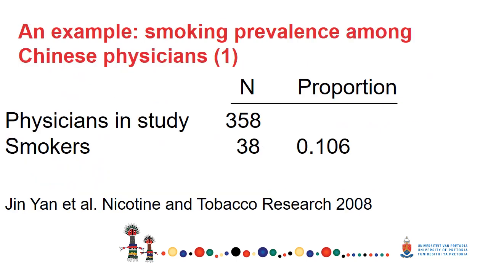Here is an example for calculating the 95% confidence interval for a proportion. In this example, we are looking at the proportion of smoking among Chinese physicians. There were N equal to 358 Chinese physicians enrolled in the study, and among them there were 38 smokers. If we calculate the proportion, we say 38 divided by 358 and we get 0.106.